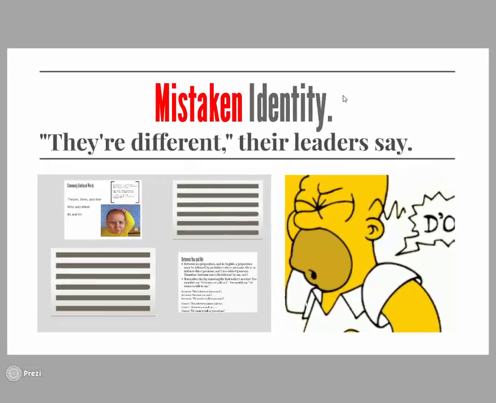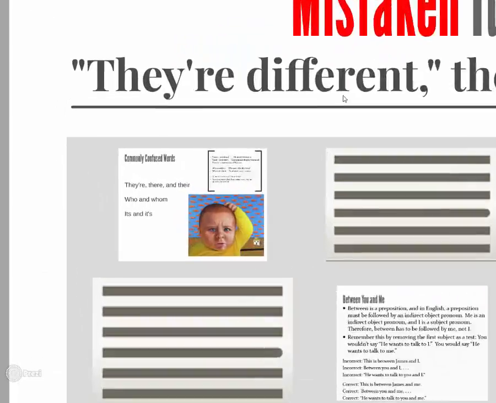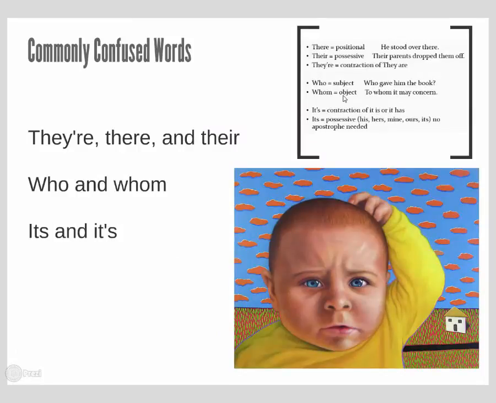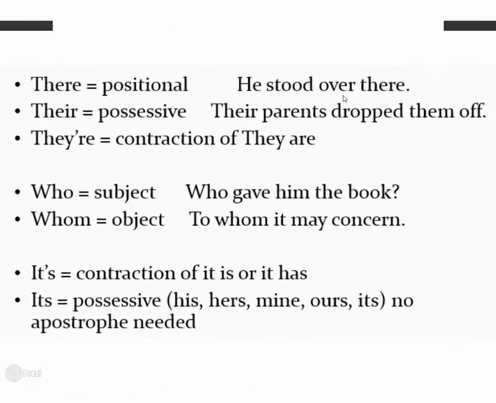Now we're on to some commonly confused words, phrases, sentences, etc. So here's the list. Commonly confused words: there, who and whom, it's and its. Do you know the difference? First example, there, spelled T-H-E-R-E, is positional. Go over there, it's over there. Their, T-H-E-I-R, is possessive. Their parents, they're the parents of these people. They dropped them off. And then finally, they're, apostrophe R-E, is a contraction of they are. Those are different, don't mix them up.